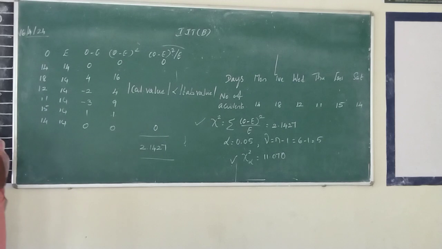So accept H naught means what is the conclusion? Accidents are uniformly distributed over the week. Hence, the accidents are uniformly distributed throughout.